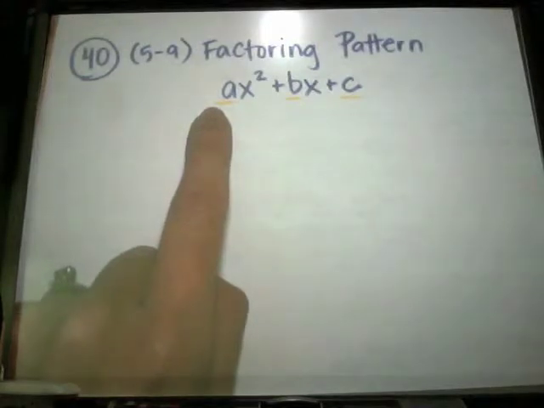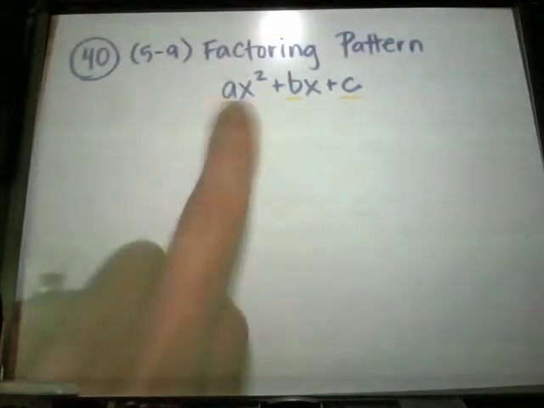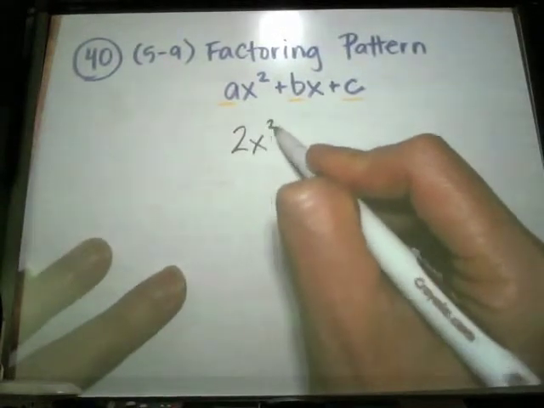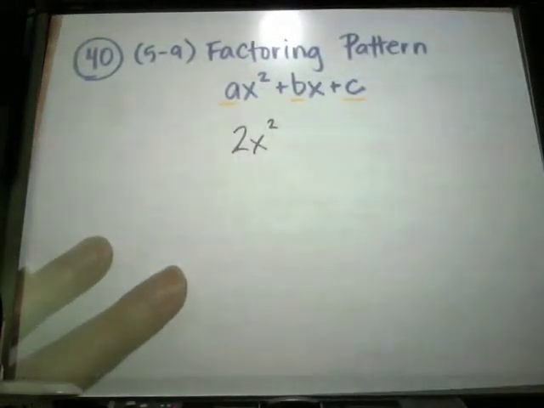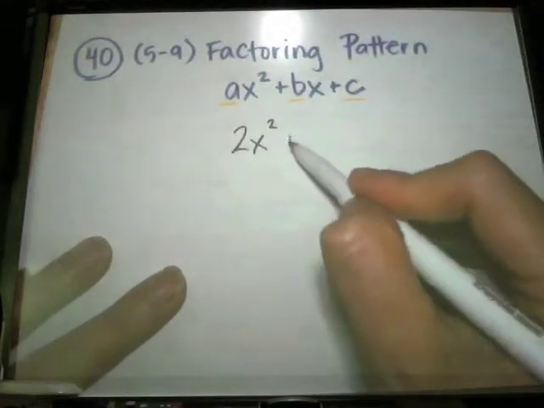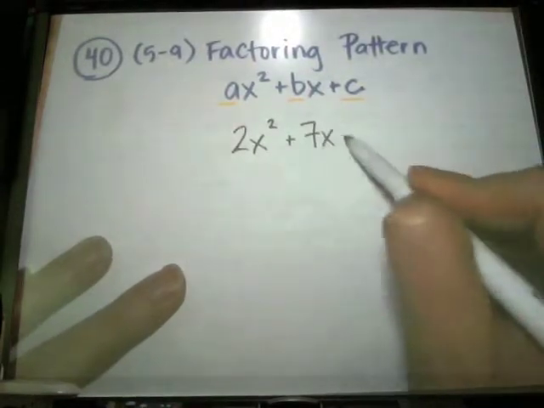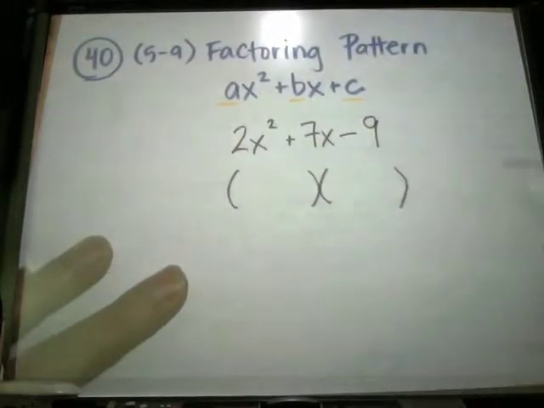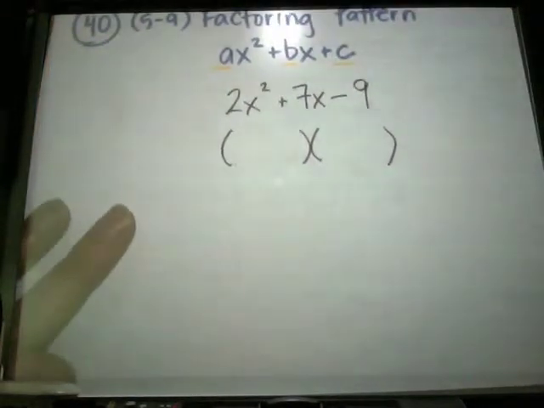So the pattern is the same. We're going to be doing, as I like to call it, reverse FOIL. But there's a little more to think about because we've got an extra number on this first term. So let's start with 2x squared plus 7x minus 9. We're factoring it. We're still factoring it down to two binomials.